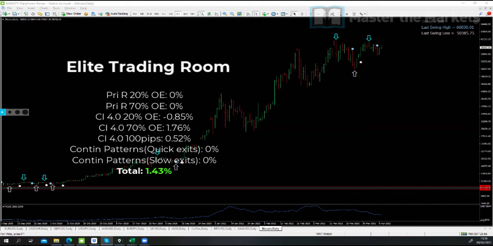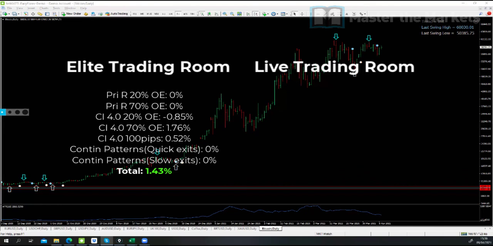However, on the 70% OE for the Cash In on Elite Room, we have a profit of 1.76% to the upside. On the Cash In 100 pips, which is something that we've introduced now, looking to take the first 100 pips of a move on the Cash In, that has given us an upside of 0.52% this week. There were no trades on the continuation patterns, the quick exits or the slow exits, so the total for the Elite Room stands at 1.43% in profit.